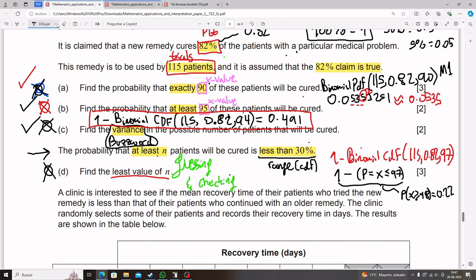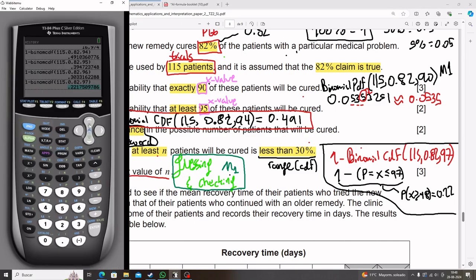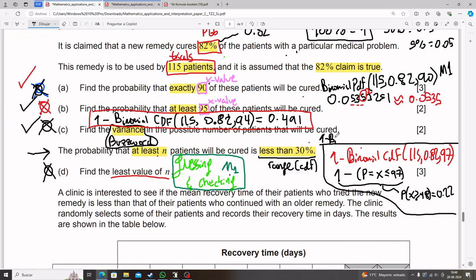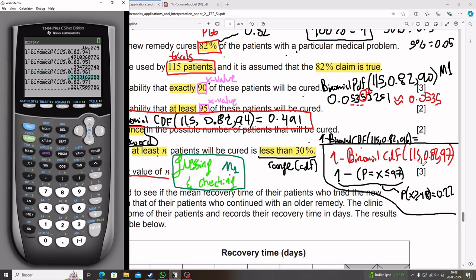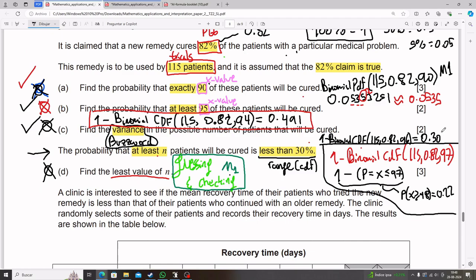Now, you need to show, and here's the thing, your guessing and checking is your method point. Your guessing and checking is your method point, so you actually have to show that you were guessing and checking. So this was your final answer, 0.22, but you have to show that you were guessing and checking a little bit. To get full credit, you should also write somewhere that you did 1 minus binomial CDF of 115, 0.82, and 96, the one just before it, and that this gave you a little more than 30%. So this gave you 0.303. Okay?